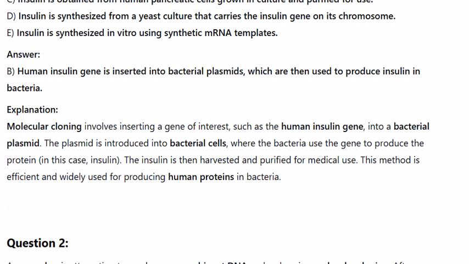Explanation. Molecular cloning involves inserting a gene of interest, such as the human insulin gene, into a bacterial plasmid. The plasmid is introduced into bacterial cells, where the bacteria use the gene to produce the protein, in this case, insulin. The insulin is then harvested and purified for medical use. This method is efficient and widely used for producing human proteins in bacteria.